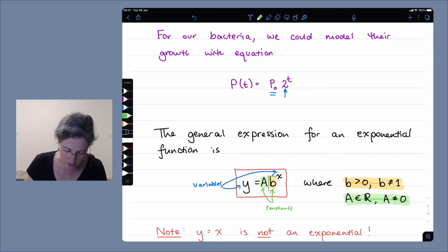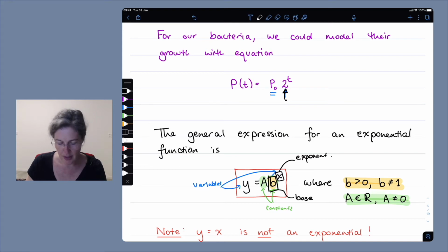We call b the base. So in our original example over here, our 2 is the base, but you can have any number as the base so long as it's bigger than 0 and not equal to 1. And we call this x the exponent. And the key thing to notice, what makes this an exponential function, is that our exponent is a variable and our base is constant.